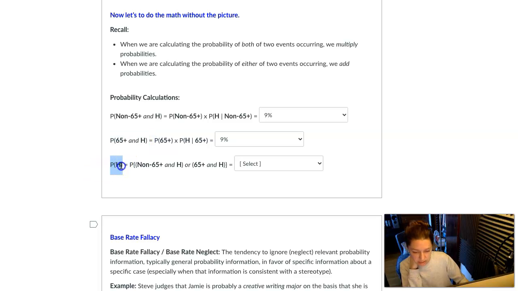So what is the probability of having a heart attack for anybody? Well, what's the probability of being in this group and having a heart attack, or being in this group and having a heart attack? When we want to know the probability of one thing or another thing happening, we add them, just like we added up all those red dots. And again, the error is that we reason that this thing is more probable than this thing, because we focus on a stereotype instead of the probability information.